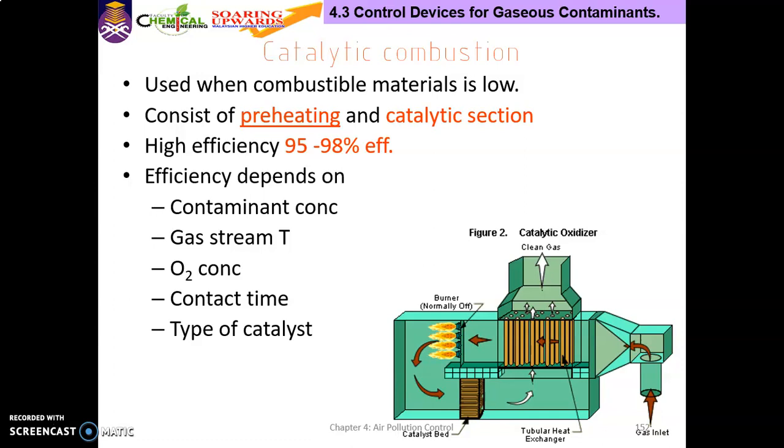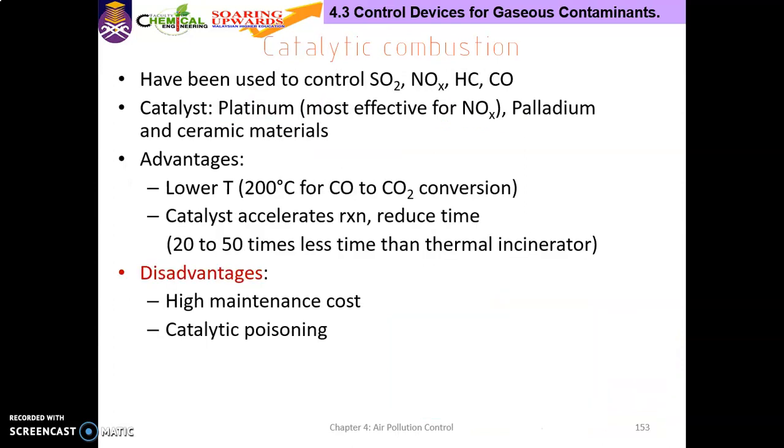So the efficiency depends on the contaminant concentration, the gas stream temperature, oxygen concentration, contact time, and also the type of catalyst being used. Normally it is used to control SOx, NOx, hydrocarbon, and also carbon monoxide. Normally the catalyst being used is platinum. This is most effective for NOx. Palladium also can be used as catalyst, and also ceramic materials.